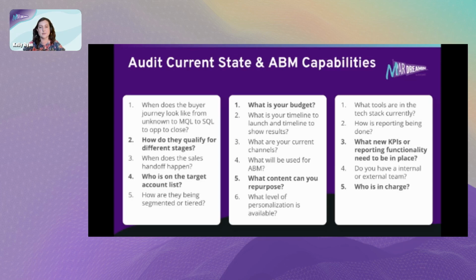This is really important, especially if we're launching for the first time, because we don't want to draft a bunch of personalized content from scratch. We want to be able to just use what we can, slightly tweak it, and go live. What new KPIs or reporting functionality need to be in place? And finally, who's in charge? Someone needs to be in charge to answer questions, both in this planning stage and live. We might need to make some quick pivots, and we want someone to be there to rely on. If that's you, awesome, own it.